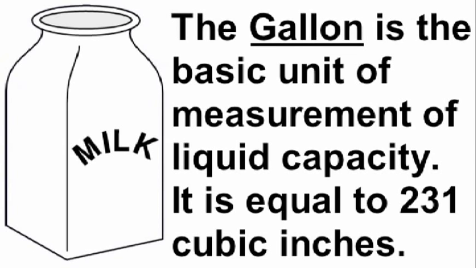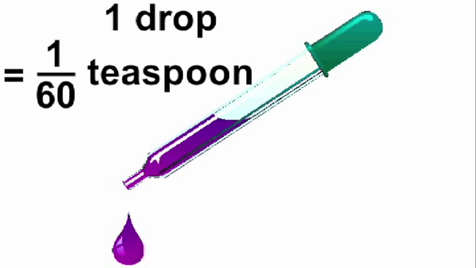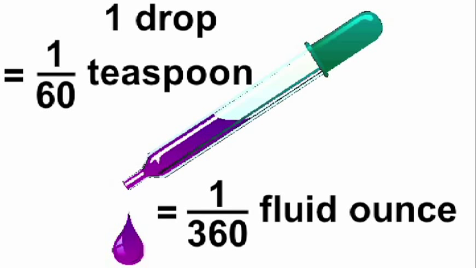The gallon is the basic unit of measurement of liquid capacity. It is equal to 231 cubic inches. 1 drop equals 1/60th of a teaspoon. It's also equal to 1/360th of a fluid ounce.